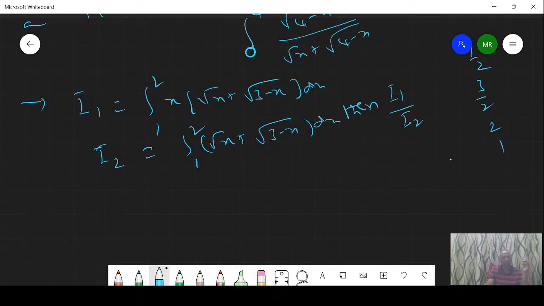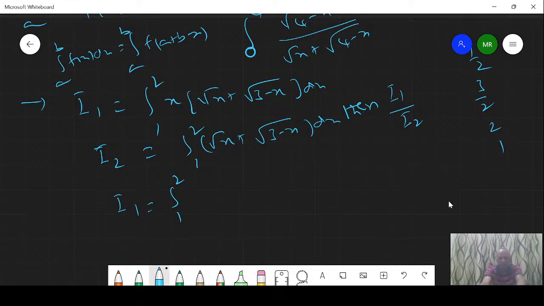So what will I do now? I will take I1 as the integral from 1 to 2. The limits are given, right? Now I will tell you a formula. Just remember: the integral from a to b of f of x dx is always equal to the integral from a to b of f of a plus b minus x, dx. Correct.